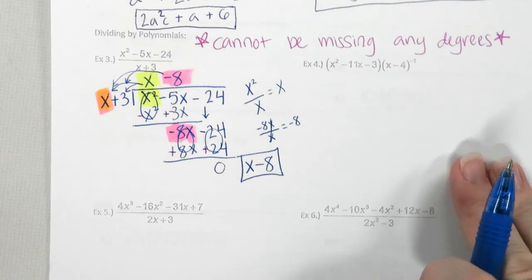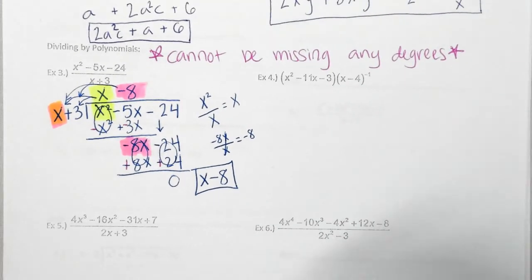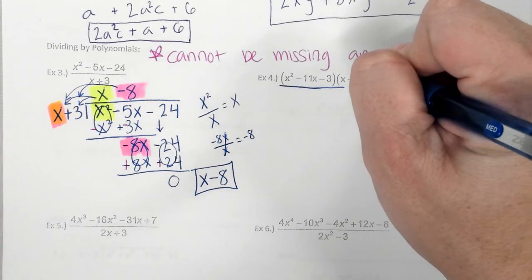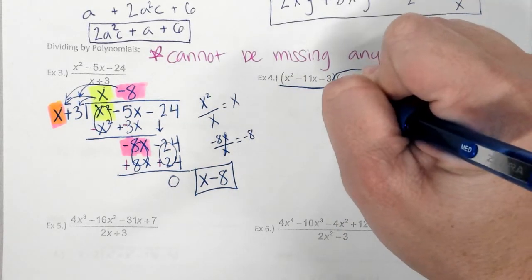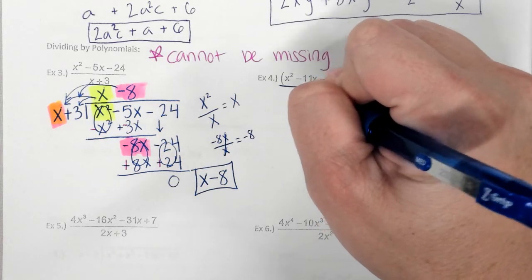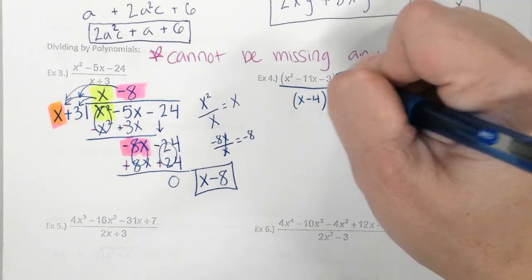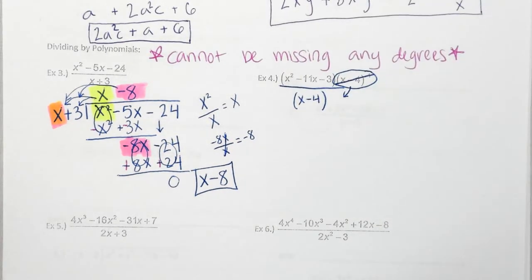This one is written weird, but it's still division, because anything with a negative exponent means it's on the wrong side of the fraction. So I'm going to take this and move it to the bottom. Now it's technically to the positive first power. Do you have to put a positive 1 exponent? No. So look, you're just dividing that by that.